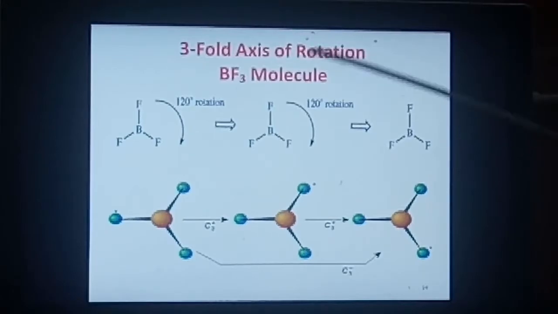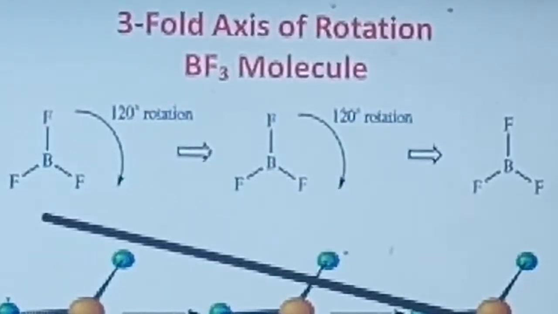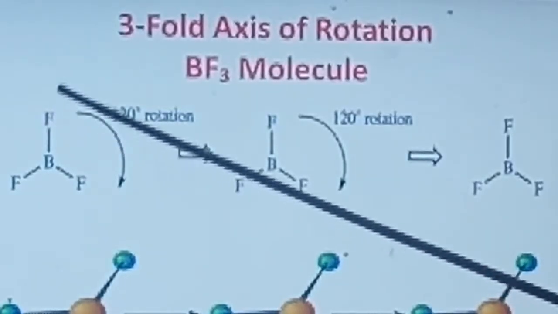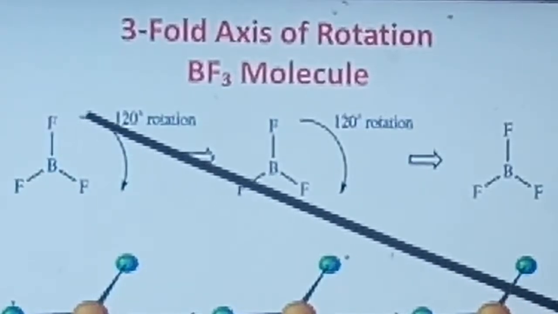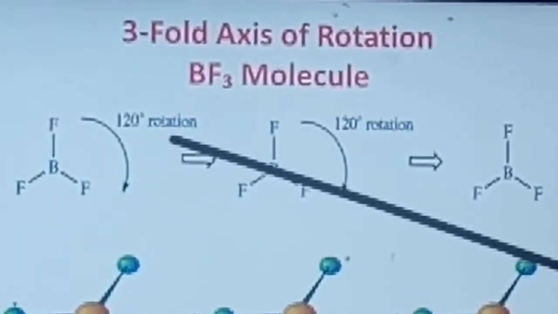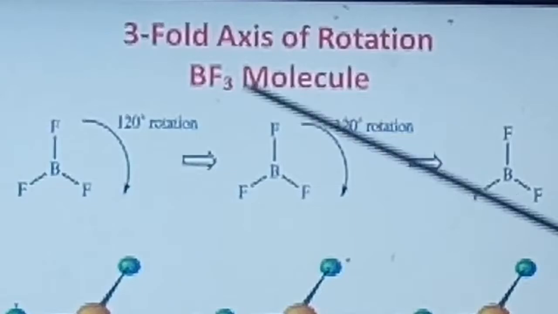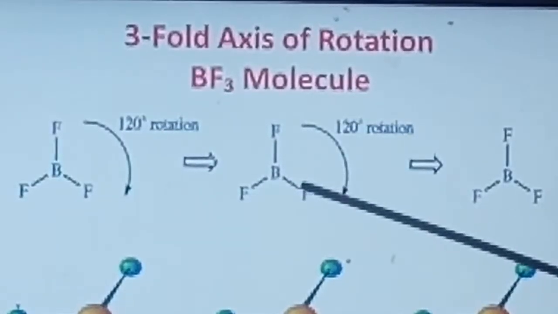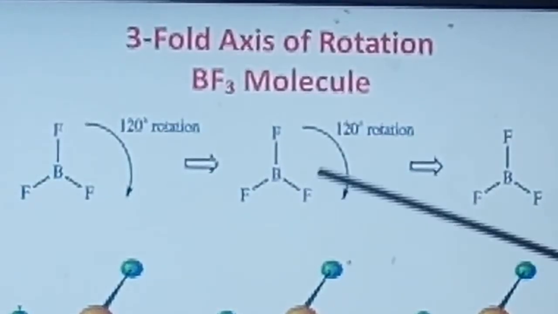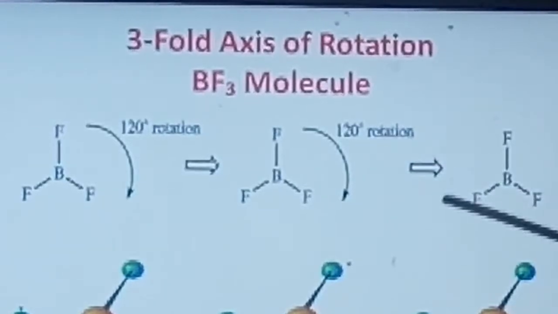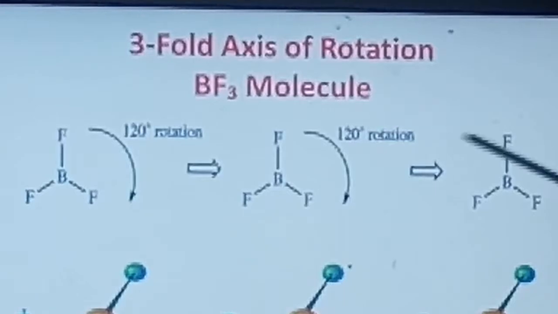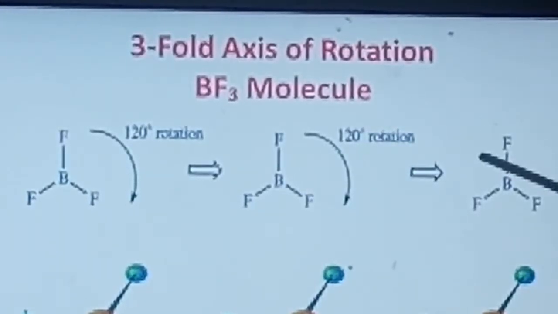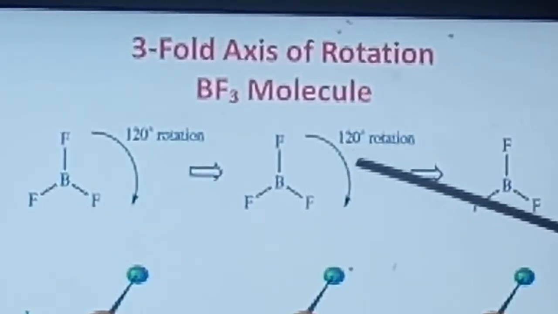Three-fold axis of rotation, BF3 molecule. This is the BF3 molecule. One fluorine is marked and this is the structure of BF3. If it is rotated by 120 degrees, then we will get this structure. The marked fluorine will come here. If we rotate it again by 120 degrees, then this fluorine will come here, and so this structure and this structure are equivalent structures.